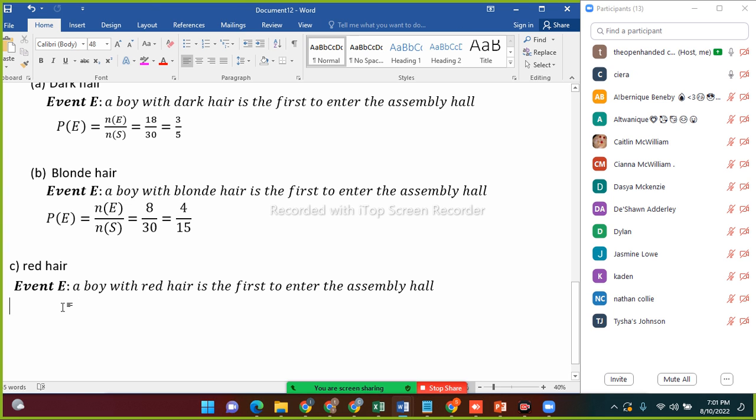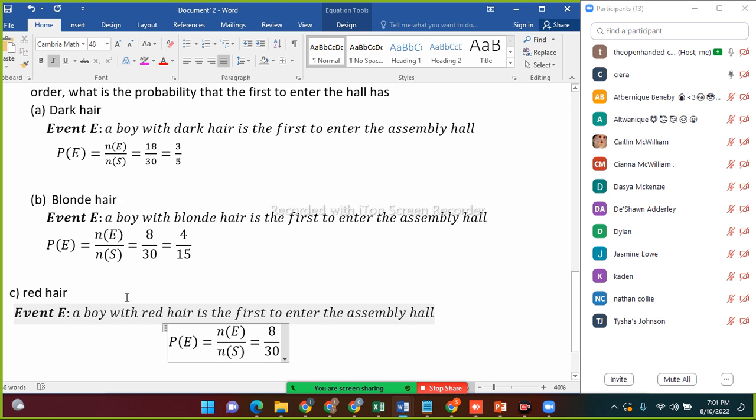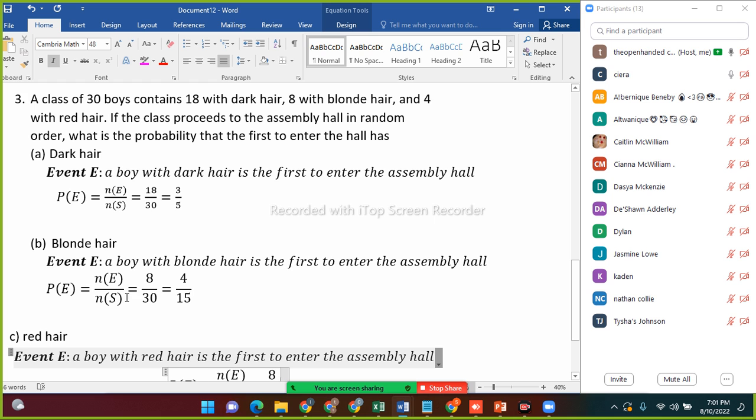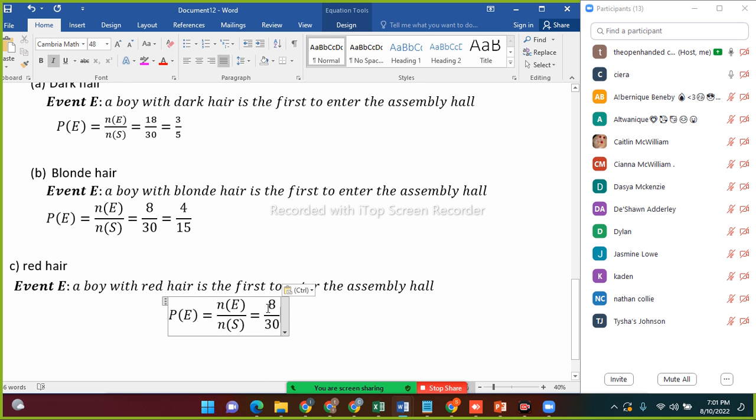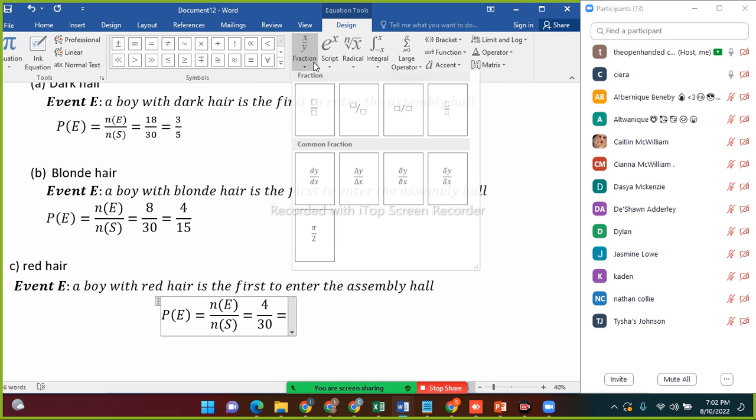Okay, so it'll be 4 over 30. Why 4? Because there are only 4 boys with red hair in the class. Very good. Do you have red hair? That's probably the other egg. Okay, what is 4 over 30? Can we simplify that? You can use 2, and what did it give you? That'll be 2 over 15. 2 over 15, very good.